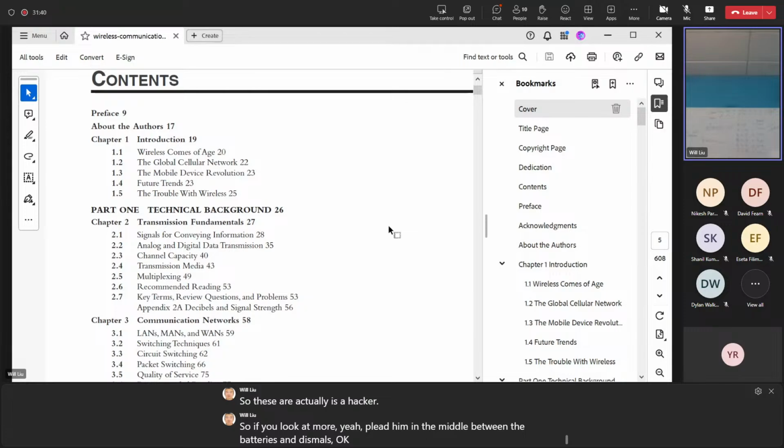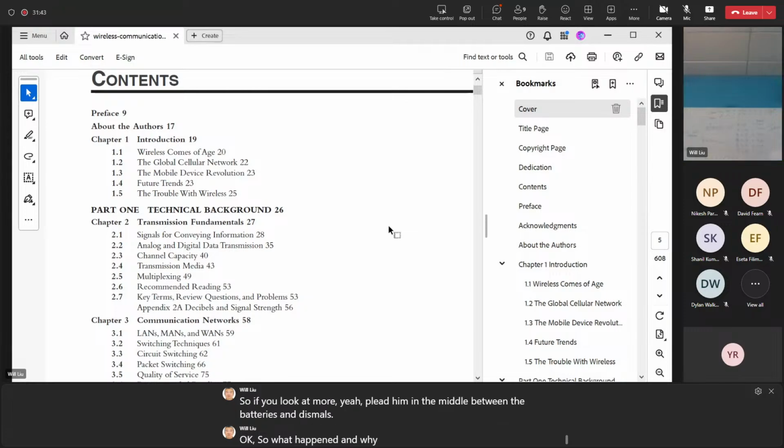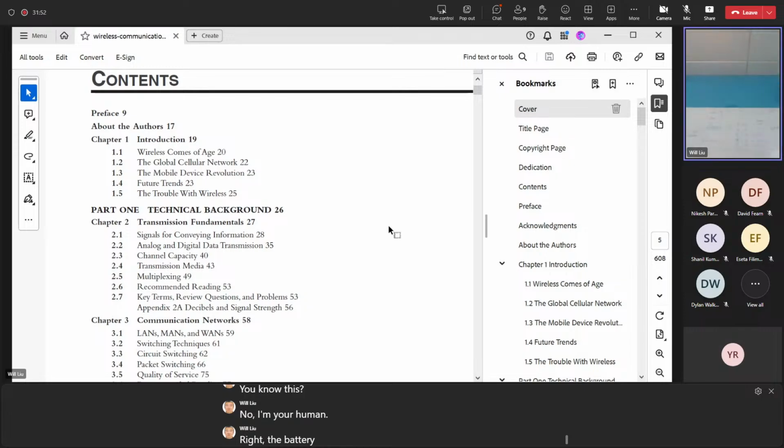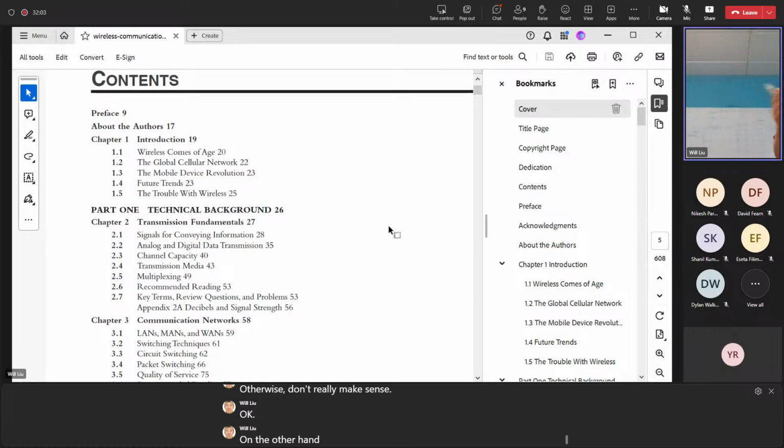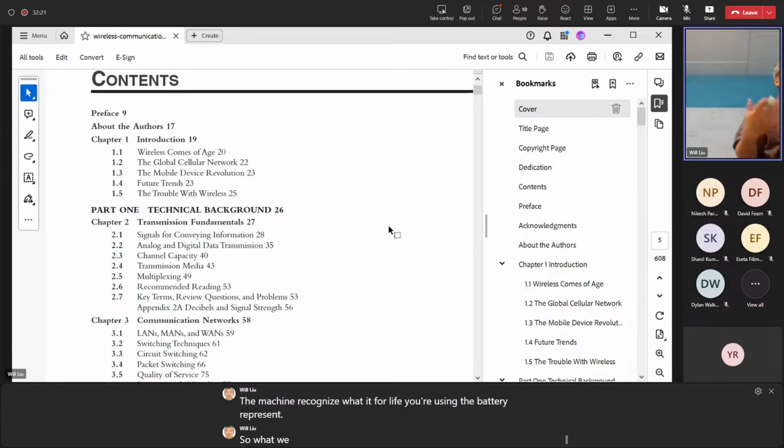So what is the advantage when using it? Decimal is fully for humans, right? And binary is fully for computers. People will find it really hard to read binary. Binary doesn't really make sense to them. On the other hand, decimal has no meaning at all to the machine. The machine cannot recognize what is 3, what is 4, unless you use binary to represent 3 and 4. So why do we need hexadecimal?